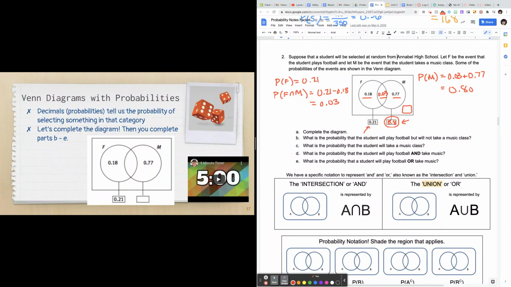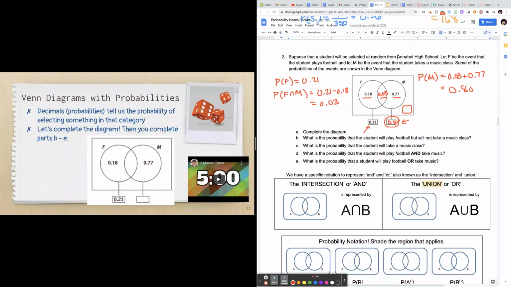Okay. Now, what I want you to notice is that if you add these two individual probabilities up, like 0.8 plus 0.21, you actually get greater than 1, right? And that happens a lot when you're dealing with Venn diagrams. The reason is that this 0.03 gets counted twice, both here in the 0.21 and here in the 0.8.